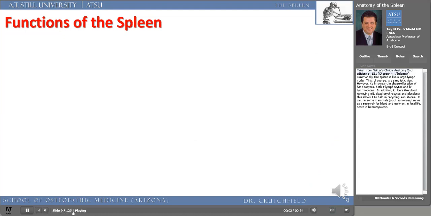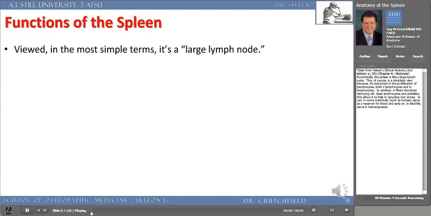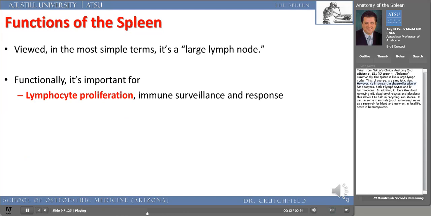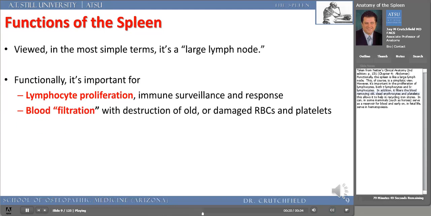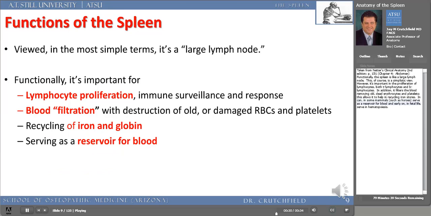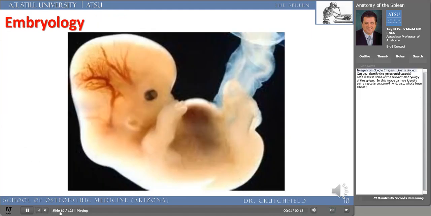Functionally, the spleen is most similar to a large lymph node. This is a very simplistic view. However, it's important in the proliferation of lymphocytes, both T lymphocytes and B lymphocytes. It filters the blood and removes old and damaged red blood cells and platelets, which also allows it to recycle iron. It can, in some mammals, such as horses, serve as a reservoir for blood, and early on in fetal life, serve for hematopoiesis. Let's discuss some of the relevant embryology of the spleen.